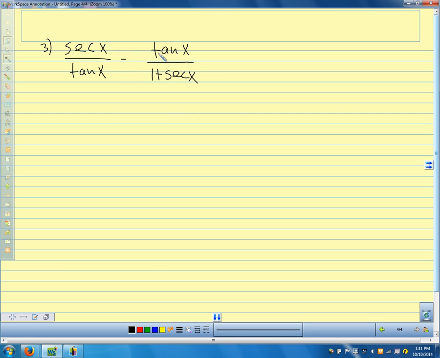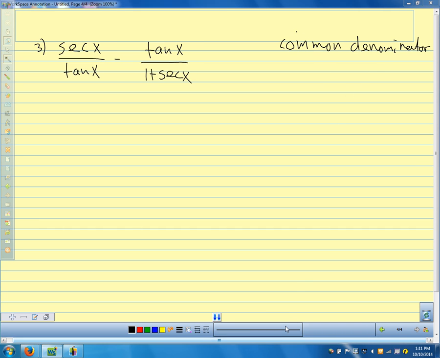How can we subtract these two from each other? What do we need? We need a common denominator. So in this case, what is our common denominator? What if we had something like 1/3 minus 1/5? How would we find the common denominator here? Multiply the other fraction by the denominator of the opposite fraction. So we'd multiply this one by 5 over 5, multiply this one by 3 over 3. We're going to do the same thing here. So our common denominator is tangent x times 1 plus secant x.